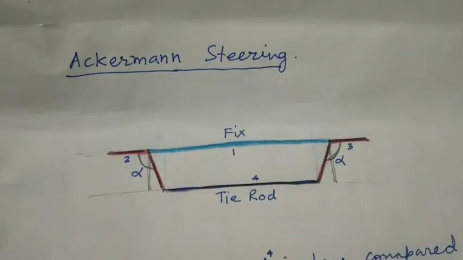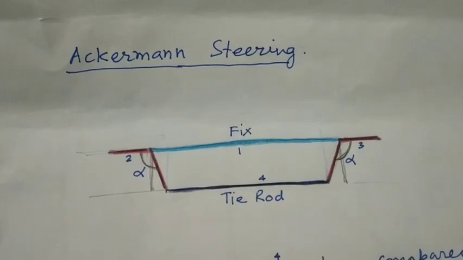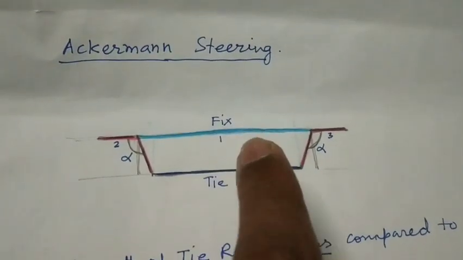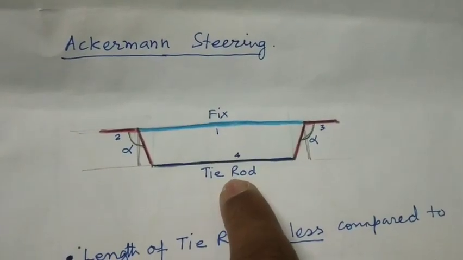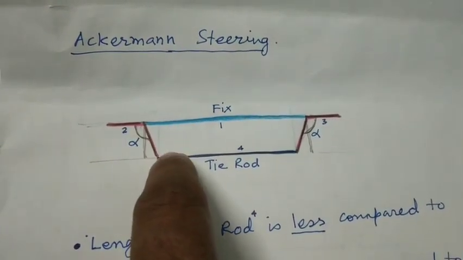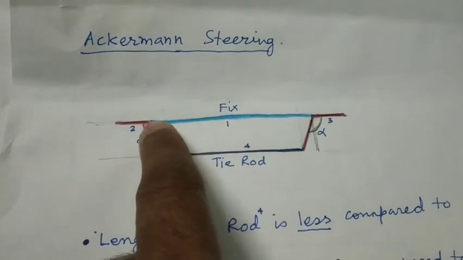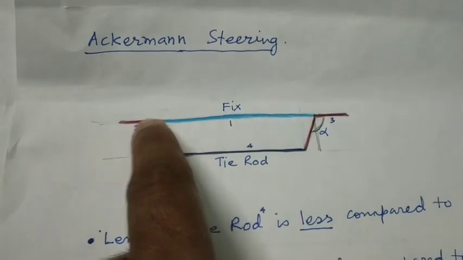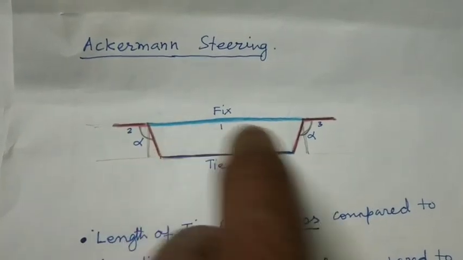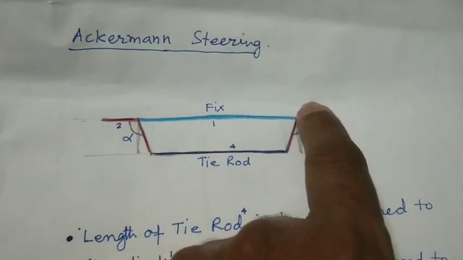Now let us study Ackermann's steering system, which is the second system after the 4-bar mechanism. In the 4-bar mechanism, we had a fixed link, we had a tie rod, and we had links, the one which is connecting to the point of the tie rod here and having a hinge point here. This is the point at which this particular shape can turn like this. Similarly, this is the hinge point, and this particular shape 3 can turn like this.